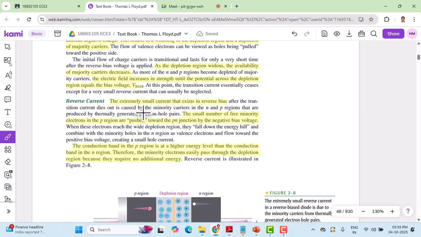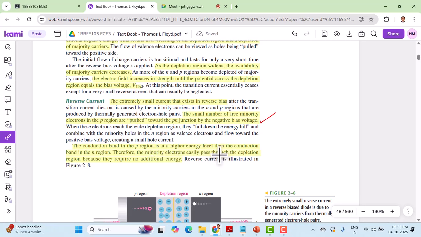The extremely small current that exists in the reverse bias after the transition current dies out is caused by the minority carriers in the N and P regions. A small number of free minority electrons in the P region are pushed towards the PN junction by the negative bias voltage. Same thing we discussed. And the same thing happens in the N region as well. The conduction band in the P region is at a higher energy level than the conduction band in the N region. We already showed this with the energy band diagram.